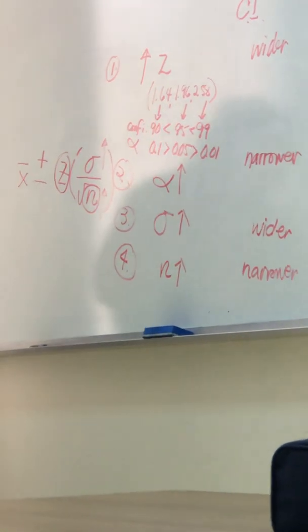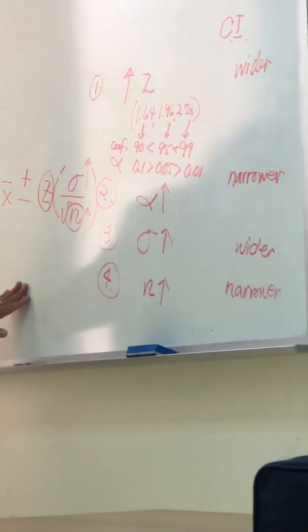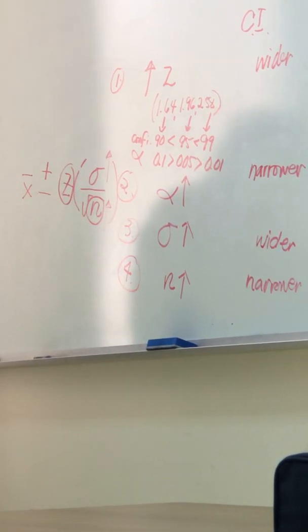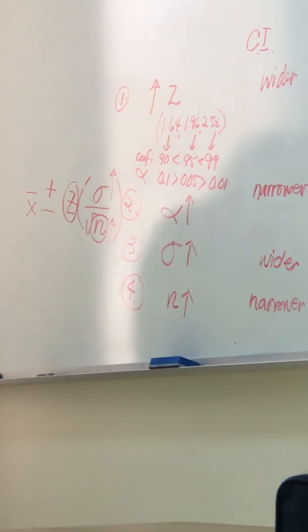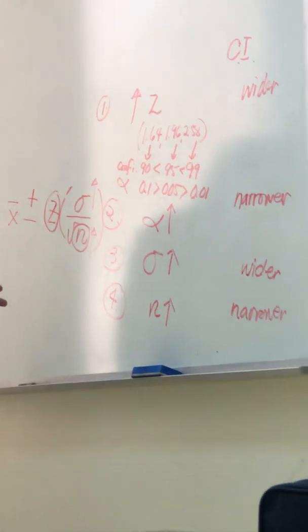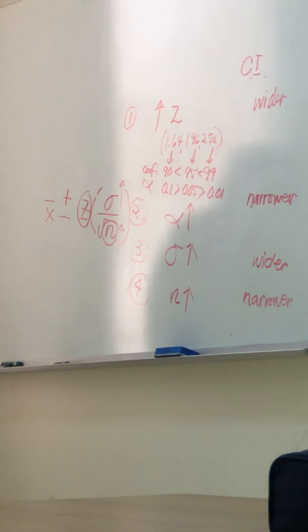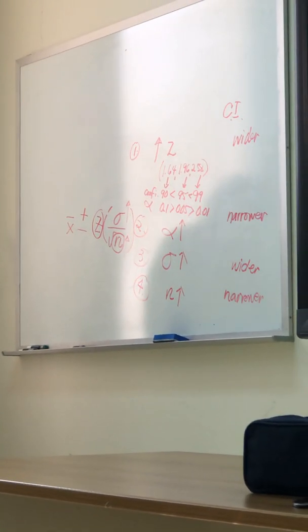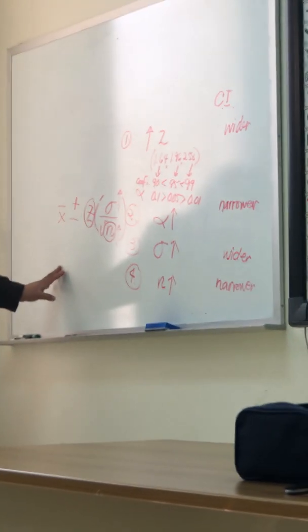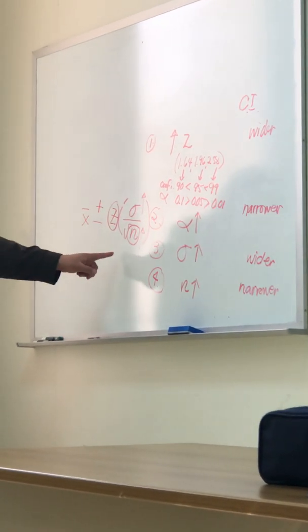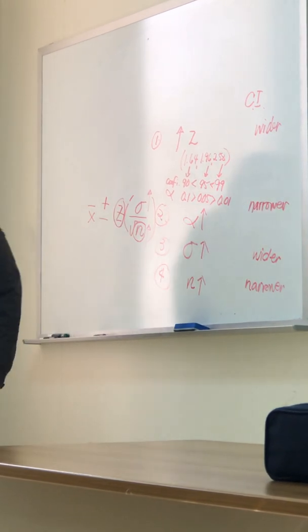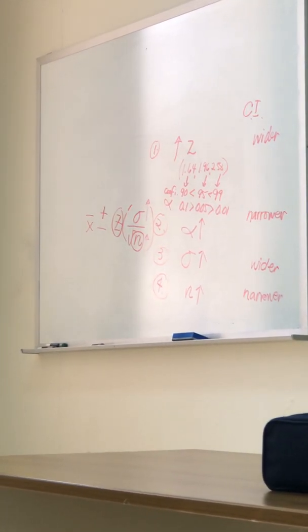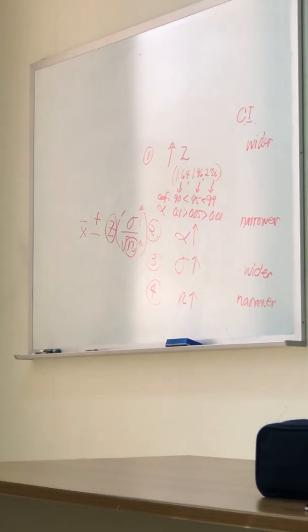Okay? Do I need to memorize? Just look at the formula and it will speak to you. Do you get me? Do not memorize this. Just look at the formula and the formula will tell you the answer. And the formula is so simple. X bar plus or minus z, multiply that by sigma over square root of n. Do not memorize it. The formula will speak to you.